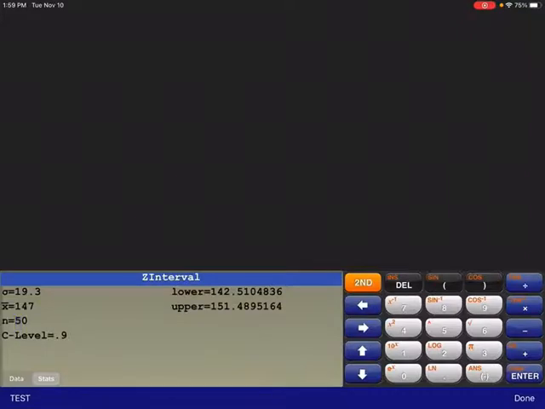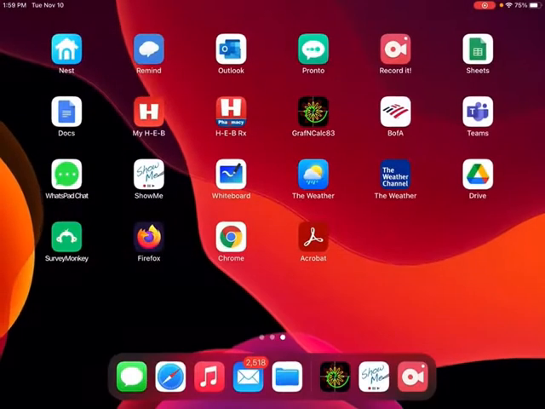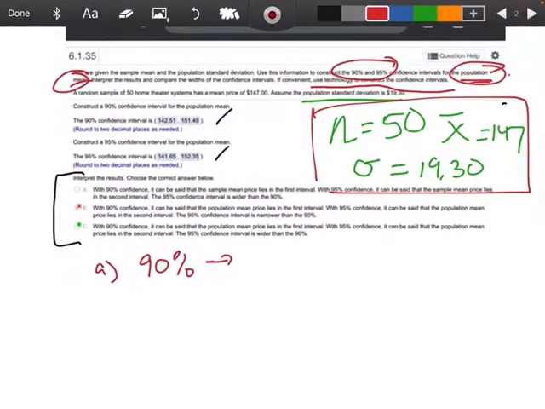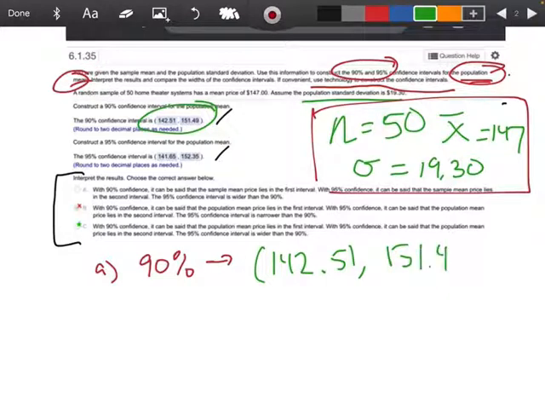And so I'm doing this, and I'm thinking about this in terms of money. So the lower bound is going to be $142.51, and the upper bound is going to be $151.49. So if you notice, that's exactly what they have right there. So I'll just write it down again, 142.51 and 151.49. And then for part B, we're going to do this now for a 95% confidence interval.